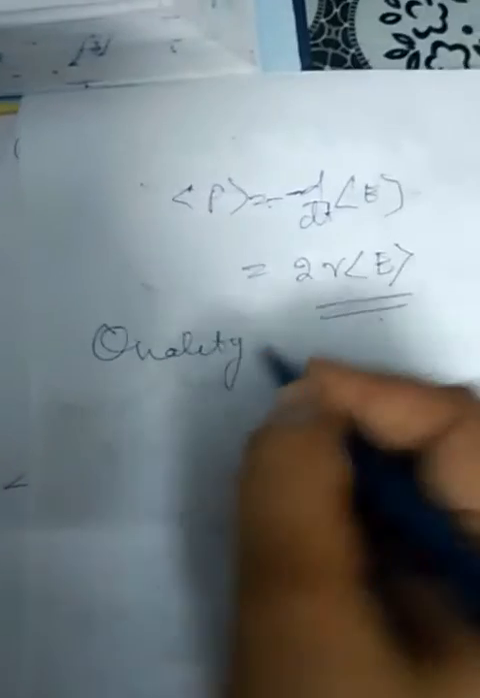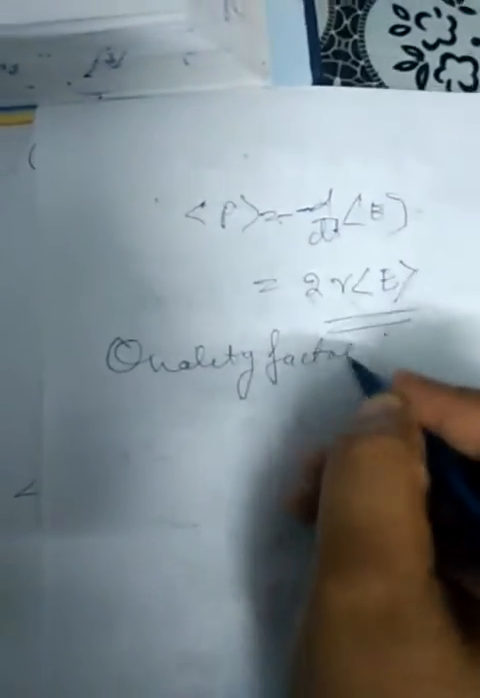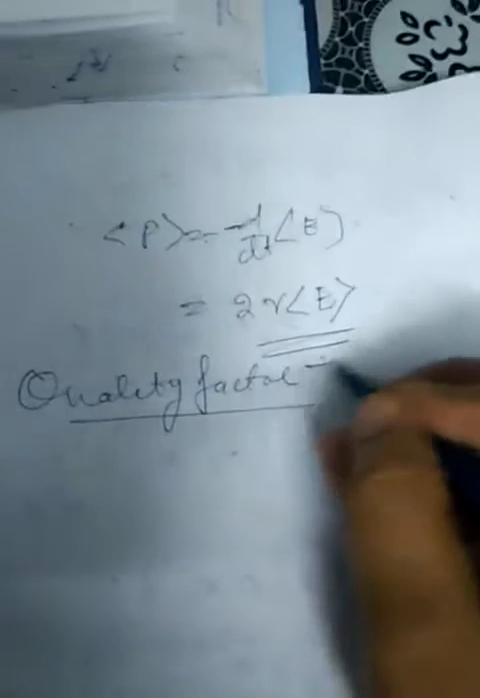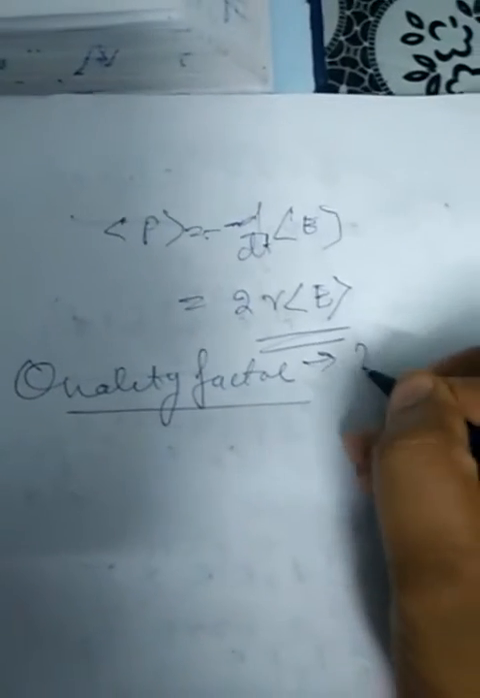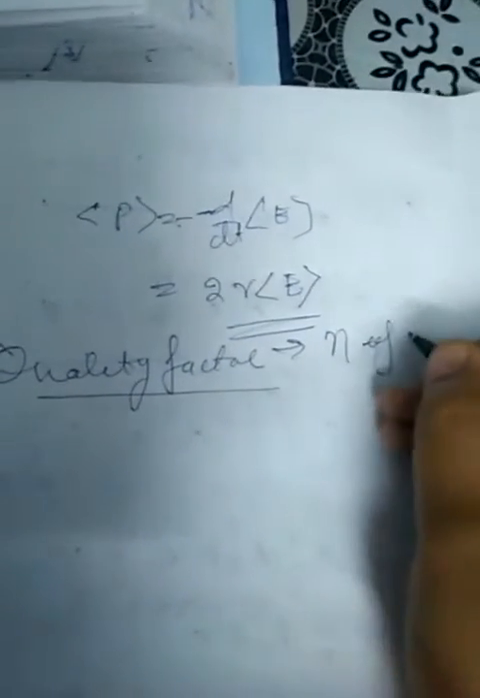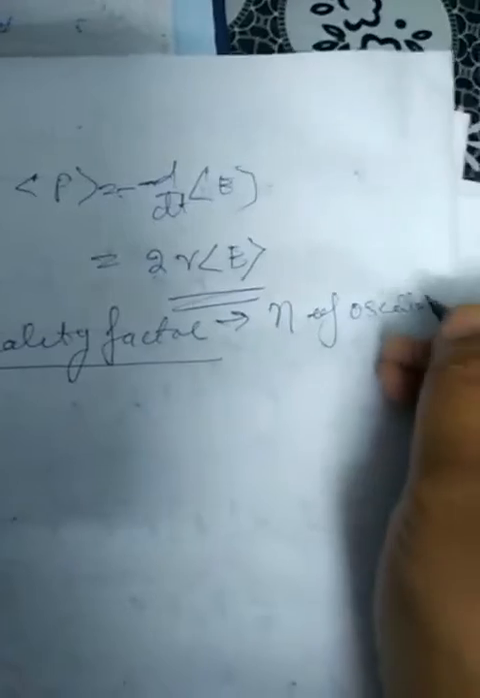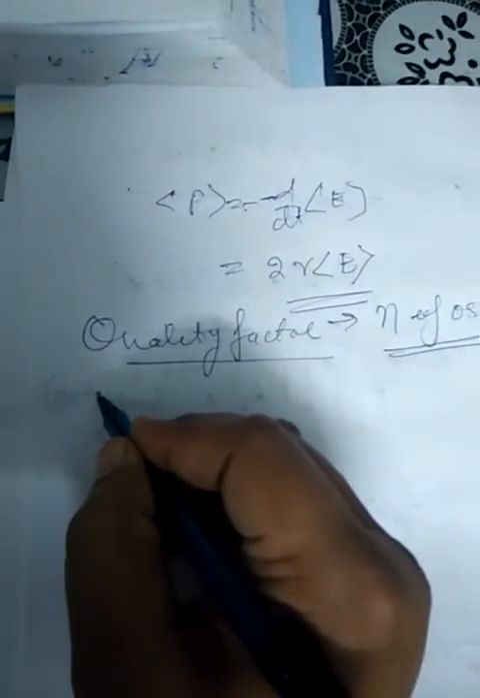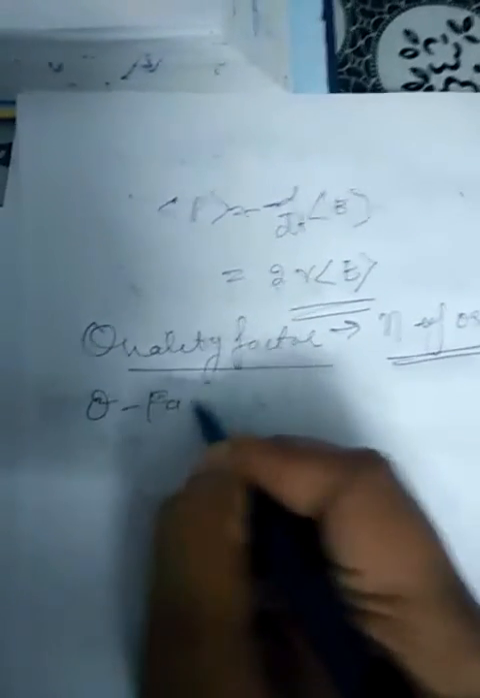Now we are going to define a very important part, that is called the quality factor. Quality factor for a damped oscillator. It is sometimes measured in terms of the efficiency of the oscillator. It is a parameter which represents the efficiency of an oscillator. If the quality is very high, that means the oscillator is very efficient. If the quality is poor, then the efficiency is very poor. So it is called the quality factor, or Q factor. So the Q factor represents the efficiency of the oscillator.